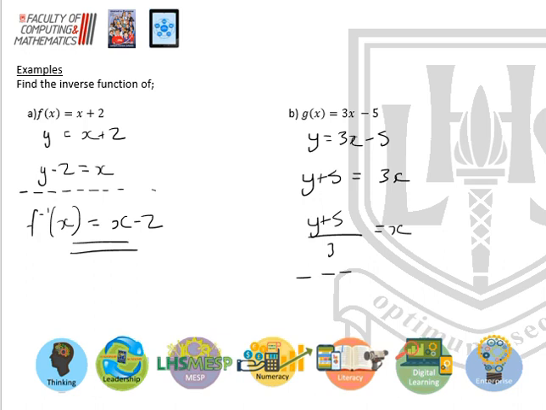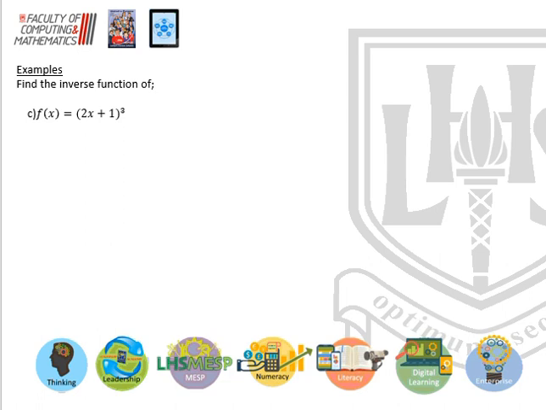Now that's your work done. The only thing you need to do is rewrite it as its own inverse function. So we're going to do the inverse of g here, and this is what it needs to look like. It's not going to be y, it's going to be x plus 5 divided by 3. That is your inverse function. Part C here, give it a try.